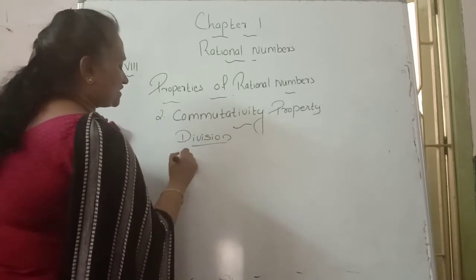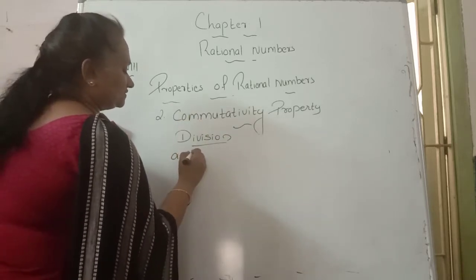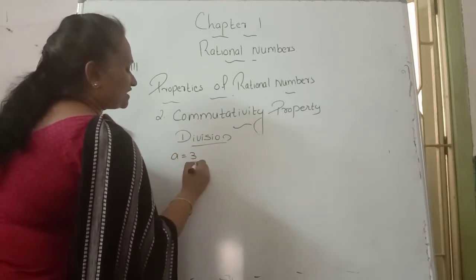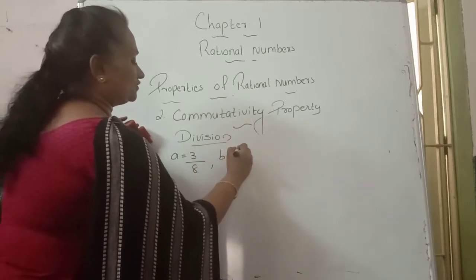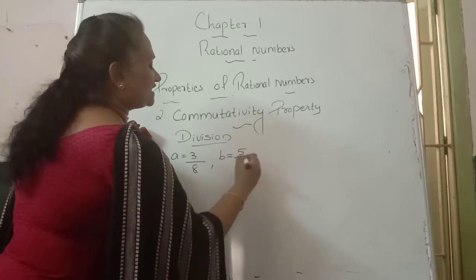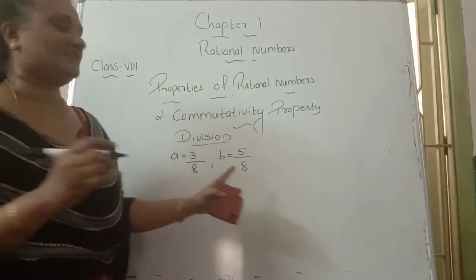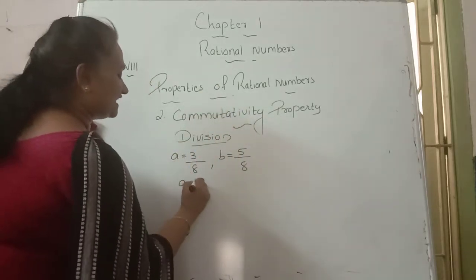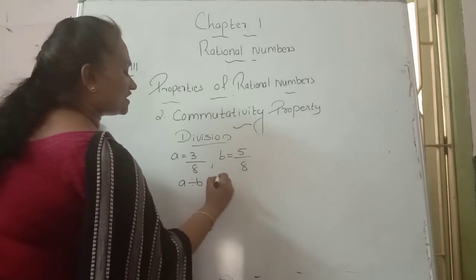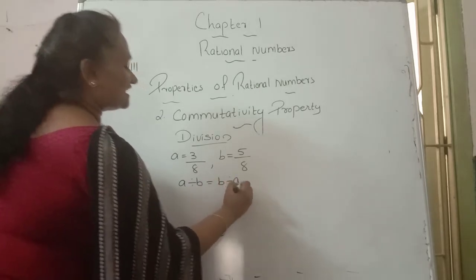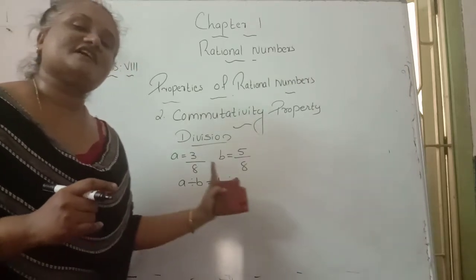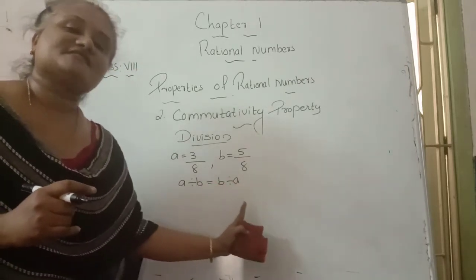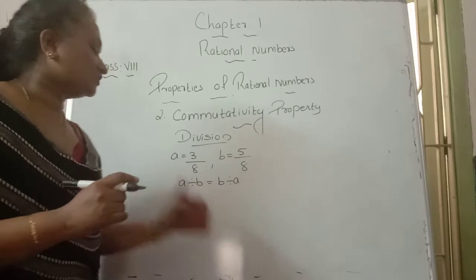In the same way, consider A value as 3 by 8 and B value as 5 by 8. Two numbers I consider. A divided by B is equal to B divided by A. Is it right or wrong? When solving the LHS answer and RHS answer, do we get the same answer or not? We want to check it.